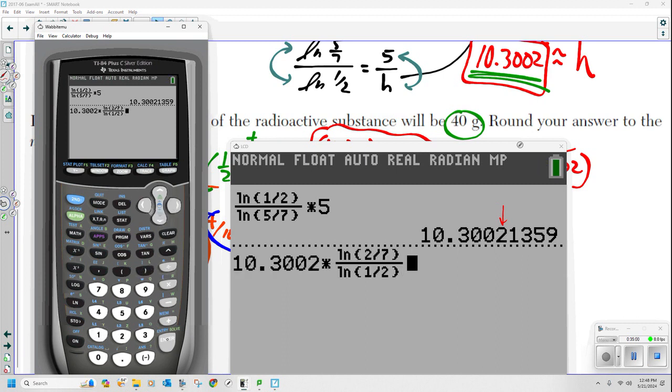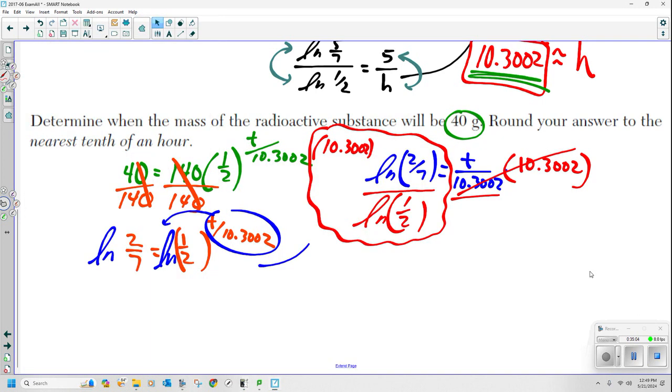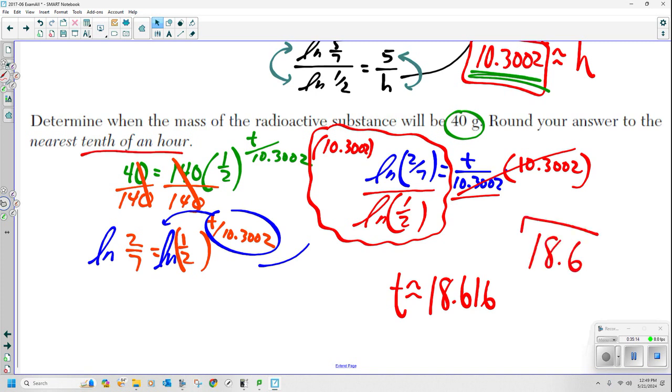Guys, I'm nervous. 18.616. Time is approximately 18.616, rounded to the nearest tenth of an hour. So we'll call that 18.6 hours. We are done. A lot of uses for natural log there in that last problem, but we nailed it. Good luck on the exam, kids.